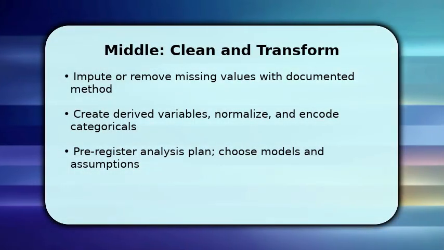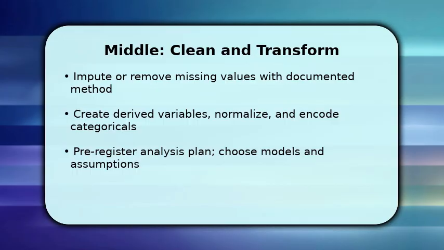You now clean and transform with deliberate steps. Choose and document imputation or exclusion, then apply consistent scaling and encoding. Once done, derive variables that directly answer your hypotheses rather than inventing them later. For example, compute rates or standardized scores.